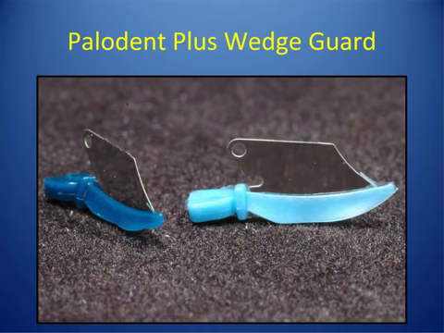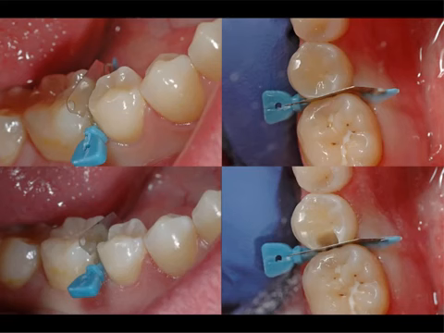Here's a picture of that wedge guard in a clinical situation. As you can see, slid in between the teeth as we begin preparation, and as you can see in the lower right-hand portion of the screen, still in place at the completion of that DO preparation.